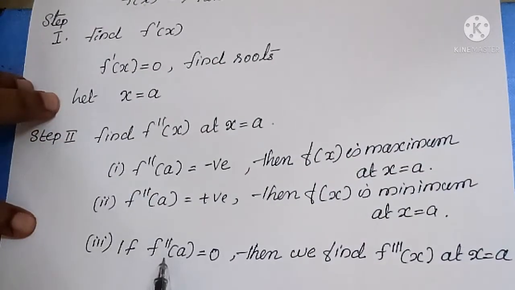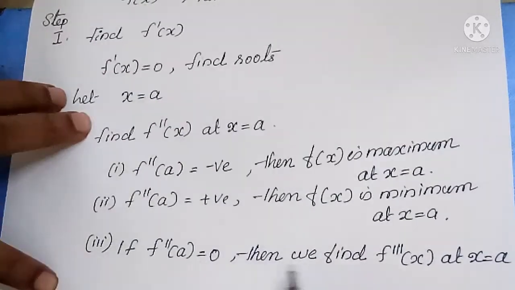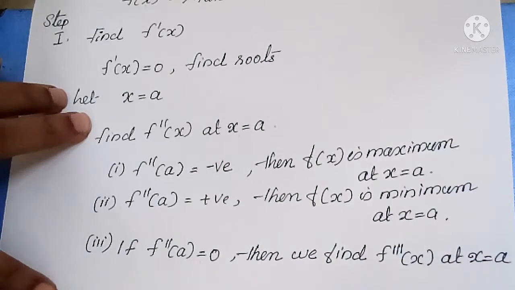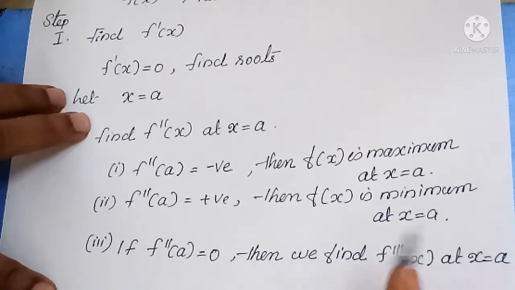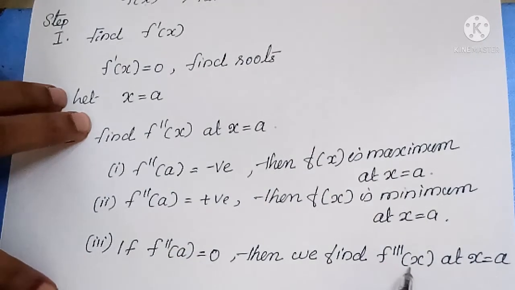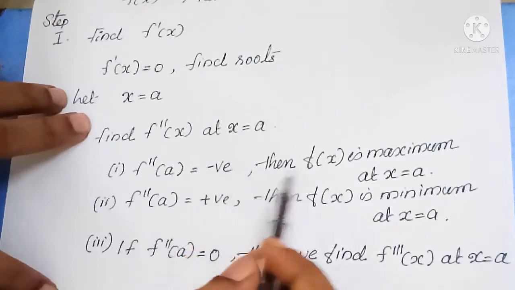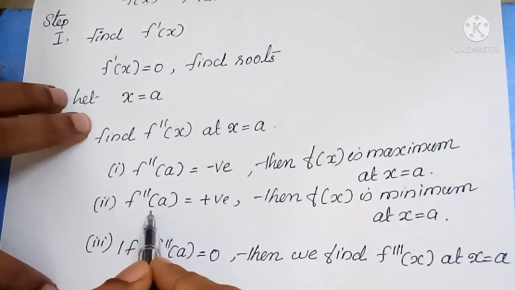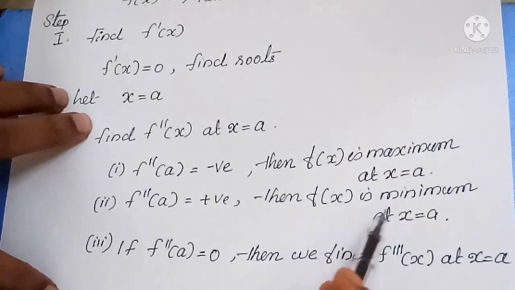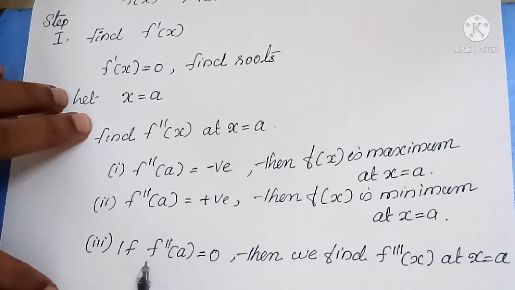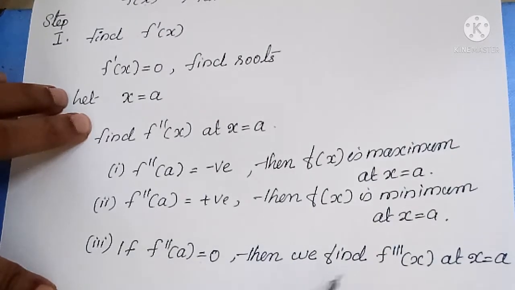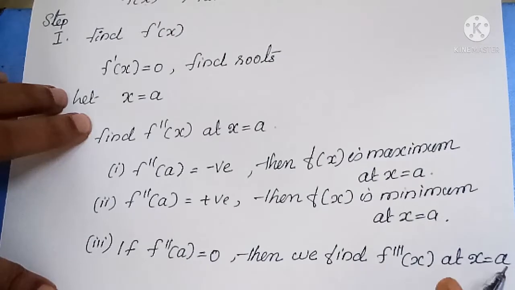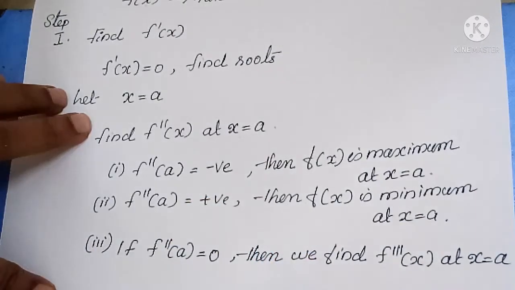Also, if f double dash of a is equal to 0, then we should find f triple dash of x at x is equal to a. Again this procedure repeats. That means we check f triple dash of a. If it is a negative value, then f of x is maximum at x is equal to a. If f triple dash of a is a positive value, then f of x is minimum at x is equal to a. If f triple dash of a is equal to 0, then we should find the fourth derivative of f at x is equal to a. So this step keeps repeating.